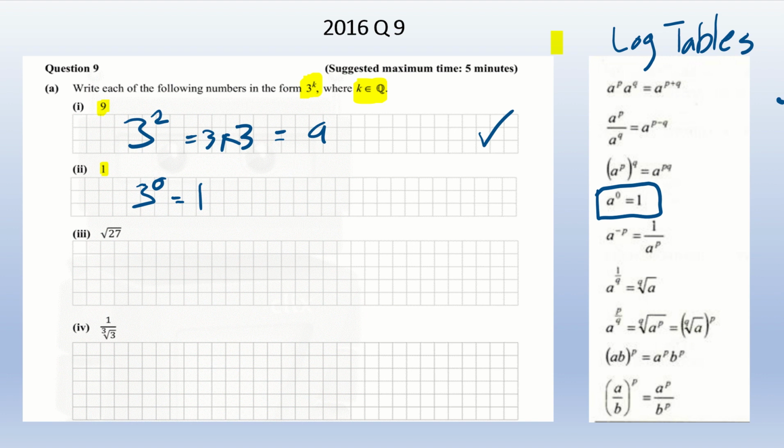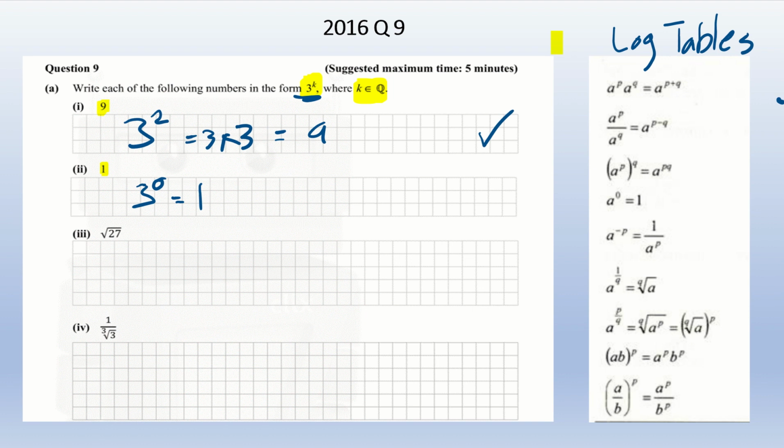Our third question, a small bit more tricky, and we need to go back to our actual question here. They want to write each of the following numbers in the form 3 to the power of k. But for our third part of my question here, the 27, that's not like 3 to the power of something just yet. So what we need to do is write our 27 as 3 to the power of something first, and then we'll worry about our square root on that.